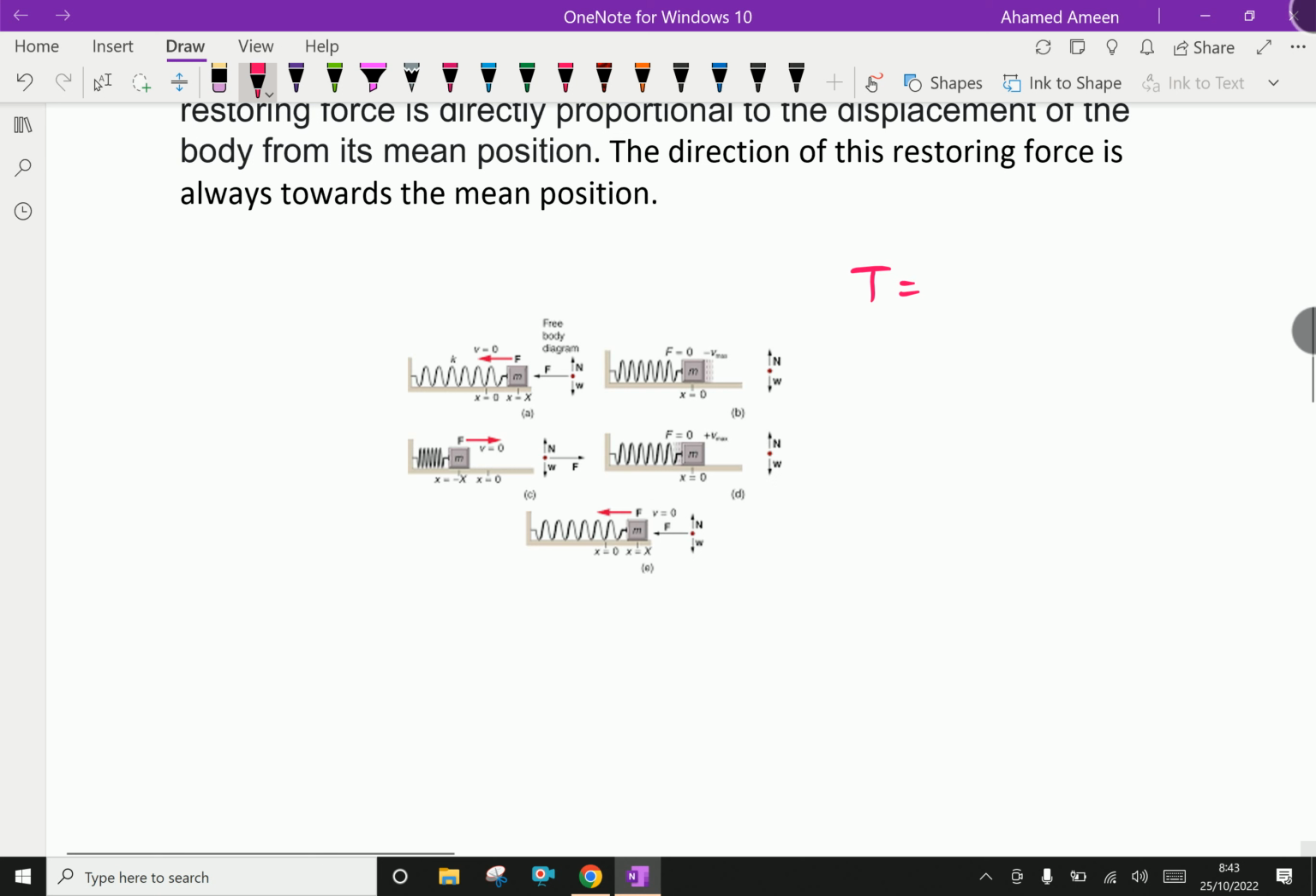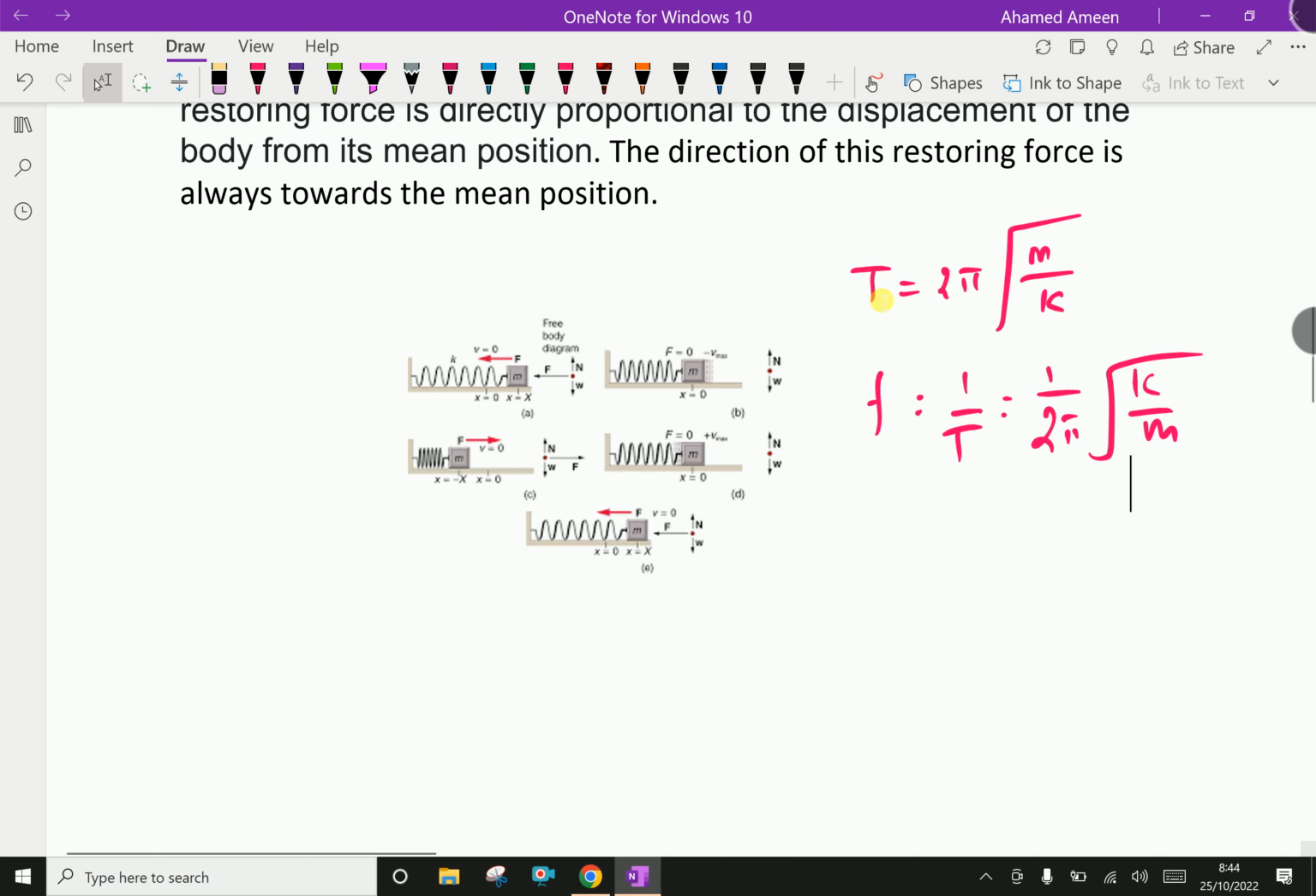The period of a simple harmonic oscillator is given by time period T equal to 2 pi into square root of m over k, and frequency is 1 over T, which is equal to 1 over 2 pi into square root of k over m. Here capital T is the time period, f is the frequency, m is the mass and k is the spring constant.